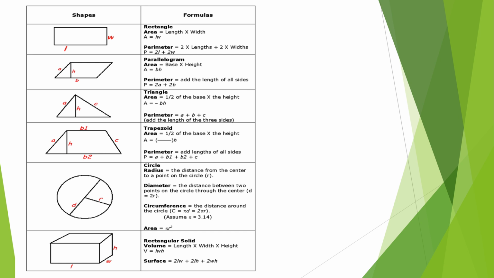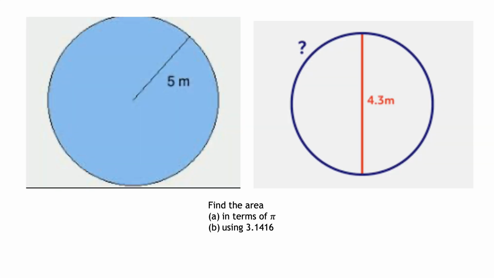be irregular. Let's start with our friend, the circle. There's two ways that we could find circumference or area. One is in terms of pi, and the other one is using 3.1416, or sometimes they just do 3.14 for pi. Okay, so I will do the one on the left, you'll do the one on the right.